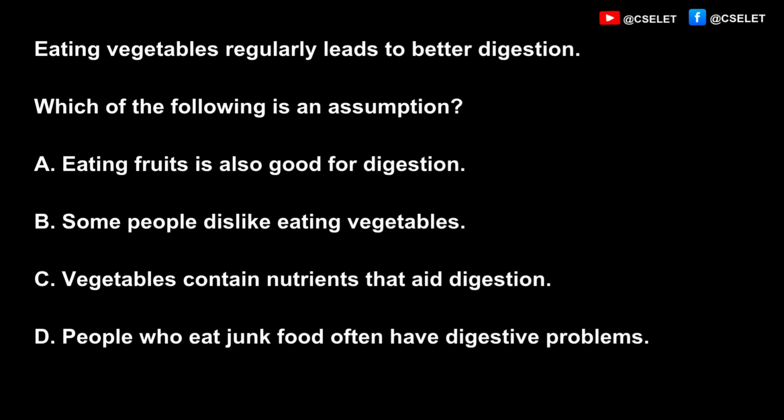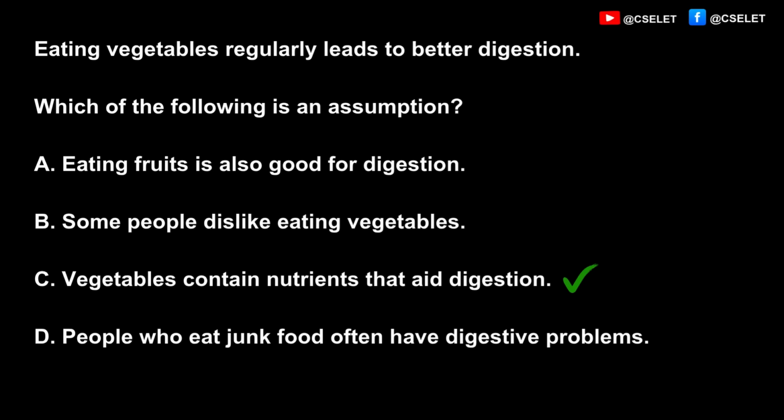For example, eating vegetables regularly leads to better digestion. Which of the following is an assumption? A. Eating fruits is also good for digestion. B. Some people dislike eating vegetables. C. Vegetables contain nutrients that aid digestion. D. People who eat junk food often have digestive problems. The correct answer is letter C. Vegetables contain nutrients that aid digestion.